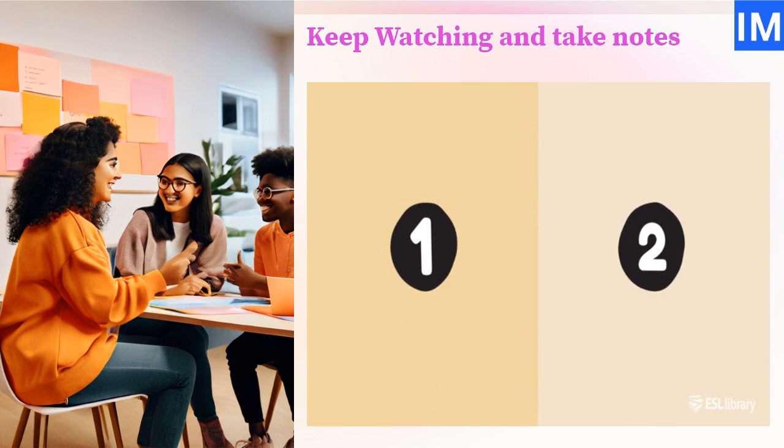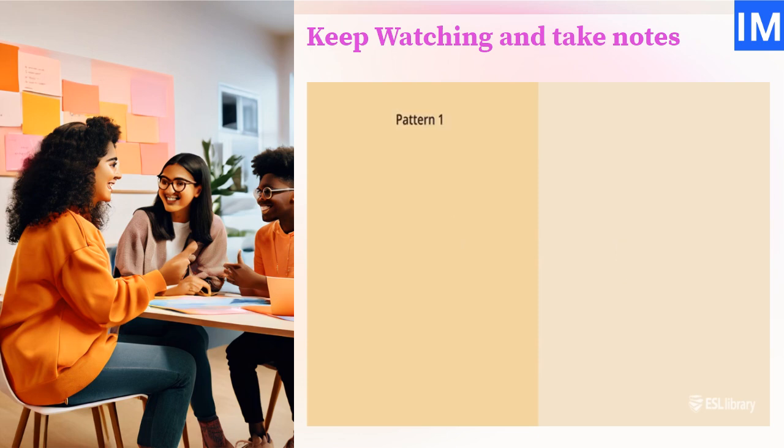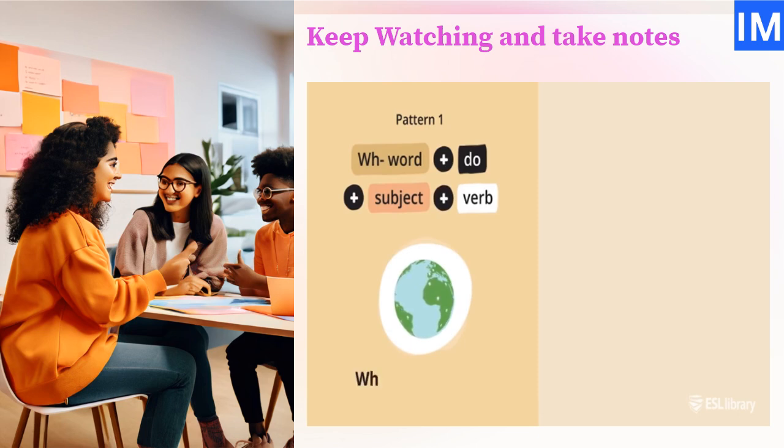There are two common question patterns for the simple present tense in English. One common pattern is WH word plus do plus subject plus verb. An example of this question pattern is, where do you live?